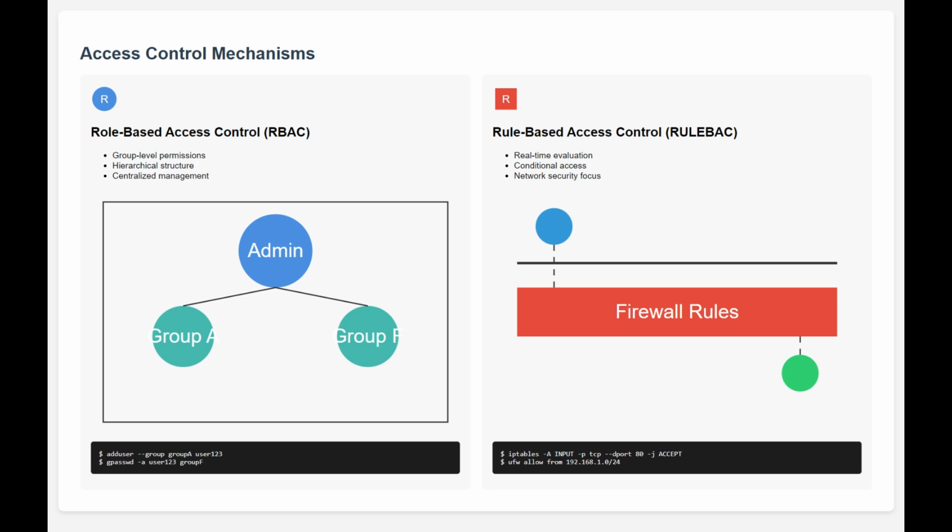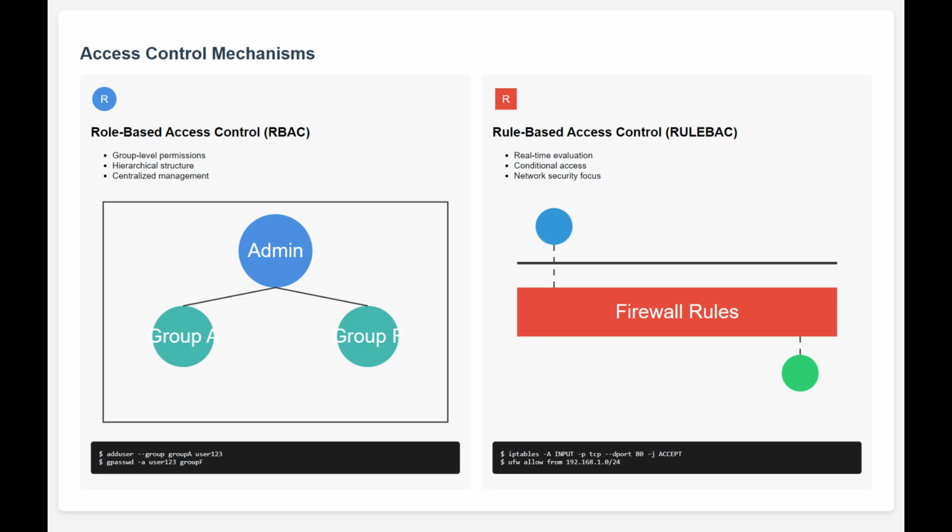Moving to rule-based access control, RULEBAC, this system operates on a different principle. Rather than relying on predefined group memberships, RULEBAC evaluates access permissions in real time based on specific rules. The system examines whether a user meets certain criteria at the moment of access attempt. Subsequently, permission is either granted or denied based on these predefined rules.